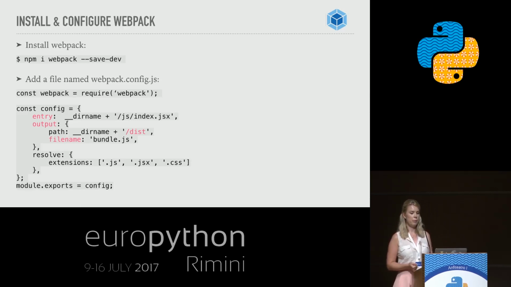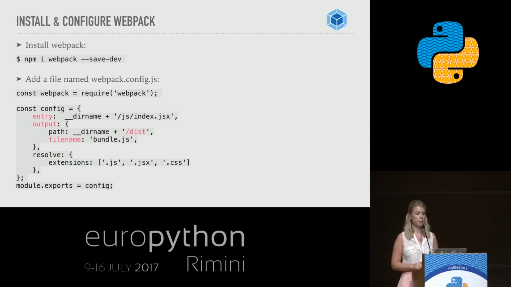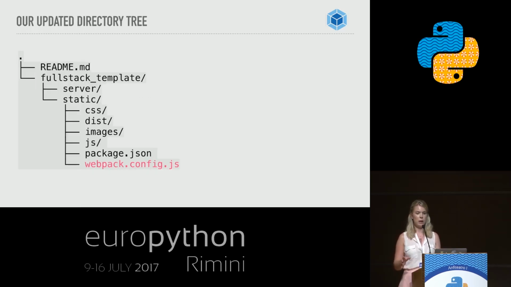So this is how we get started with Webpack. You install it using NPM, and then you add a file called webpack.js. Everything you need to get started is an entry point and the output. And the entry point is just going to be our JavaScript directory and the index file in there. And then our output is just going to be a bundle.js. And then we export this, and it ends up here in our static folder. And we can really get ready to use that.